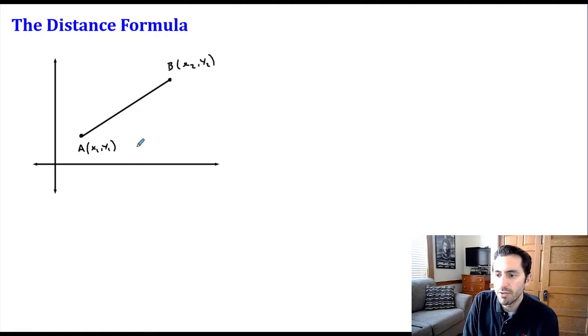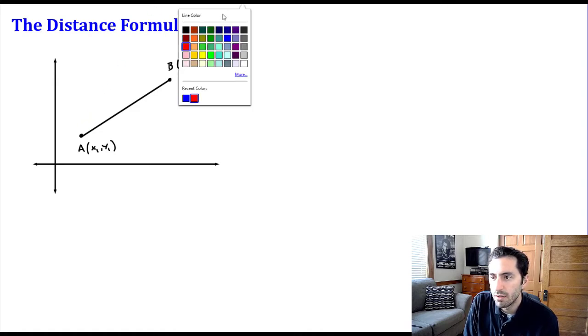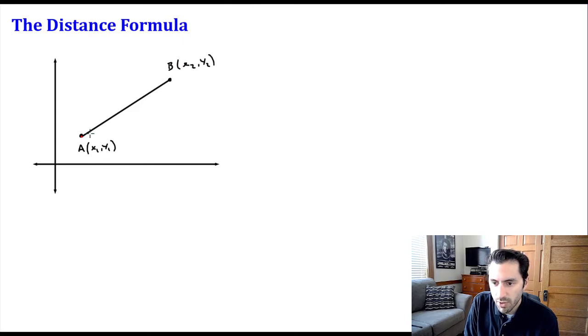Now the next thing we want to do is create a triangle. So from A, if I follow a horizontal distance over to B, it's going to take me to here. And then let's do the same thing from B. Let's drop a vertical segment straight down to here. And then this new point where these two meet, let's call this one C.